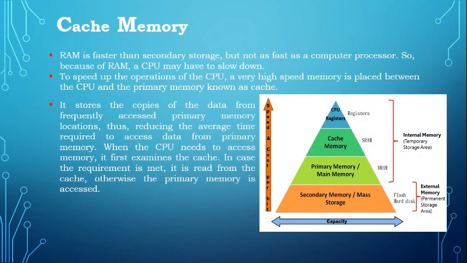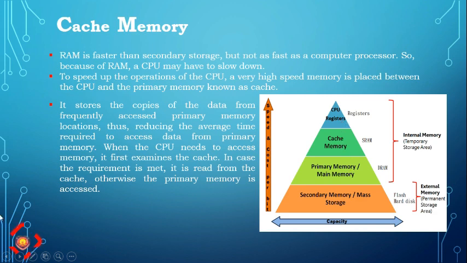We can see in this picture. It stores the copies of the data from frequently accessed primary memory locations, thus reducing the average time required to access the data from the primary memory. So when the CPU needs to access the memory, it first examines the cache. In case the required data is found, it is read from the cache, otherwise the primary memory is accessed. So you can see here the cache memory lies between the primary memory and the register, that is CPU. This way data can be easily accessed from the cache memory and it makes the processing faster.